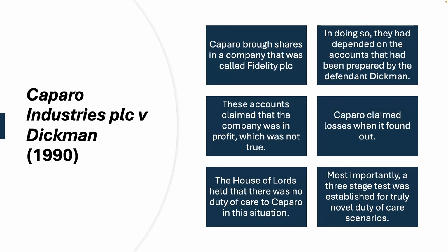So there was no claim to be had because there was no duty of care, but it invited the courts to consider, well, what in fact is a novel duty of care? How do we determine a novel duty of care? The key point here is that Dickman did not know Caparo existed. The accounts were prepared for the company's shareholders more generally, and they were not prepared for outside individual investors, so proximity was lacking specifically.